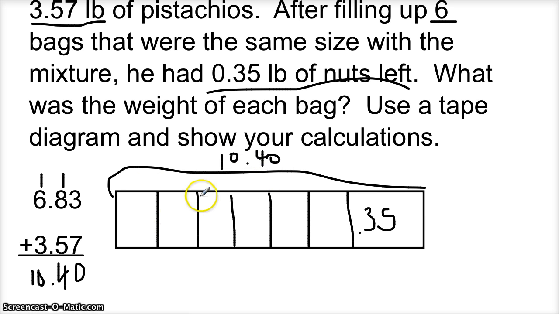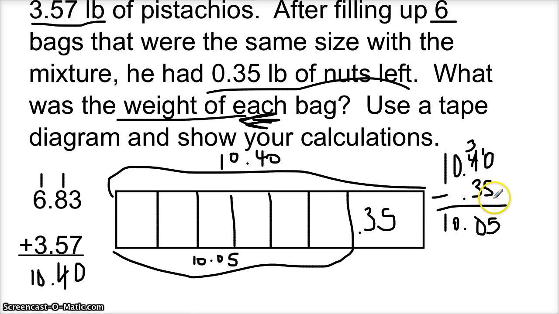So this whole thing is worth 10.40. I want to figure out how many is in each of these bags. What is the weight of each bag? And each means I'm going to be dividing, but I have this little extra chunk that I have to deal with first. So pause the video while you solve this out. Okay, I subtracted 35 hundredths and then I got 10.05. So this is worth 10.05.